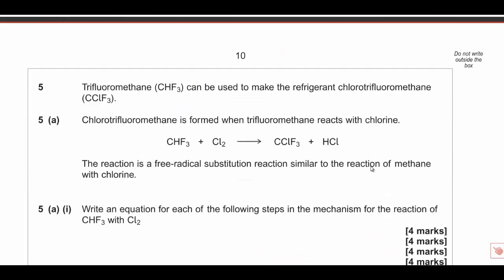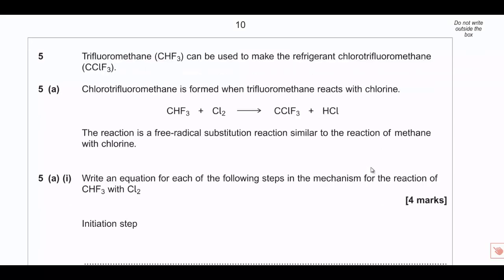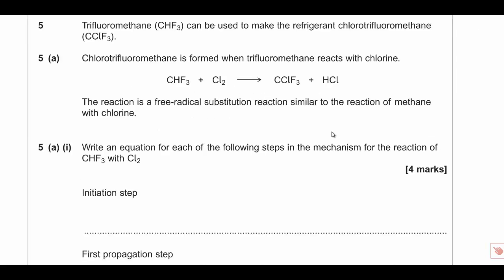Let's hit question 5. I'm waiting for some mechanisms to come up. And here we go, first mechanism there. Obviously a little bit different, no arrows involved, but we've got some free radical substitution. We've got the reaction of trifluoromethane being formed when trifluoromethane reacts with chlorine.